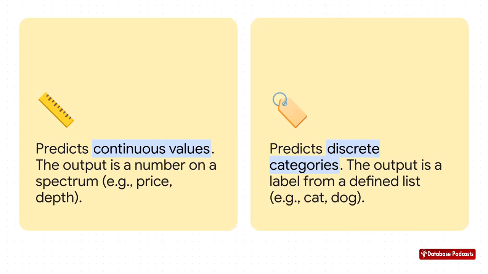Okay, let's just put these two side by side for a second, because this is probably one of the most important distinctions in supervised learning. On one hand, you have regression, which predicts a continuous value, a number on a spectrum. Think, how much? On the other hand, you have classification, which predicts a discrete category, an item from a list. Think, what kind? Figuring out which of these two you're trying to do is pretty much the first step in any project.